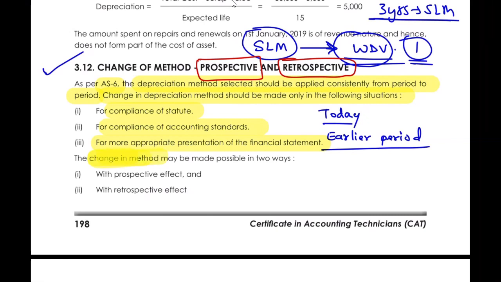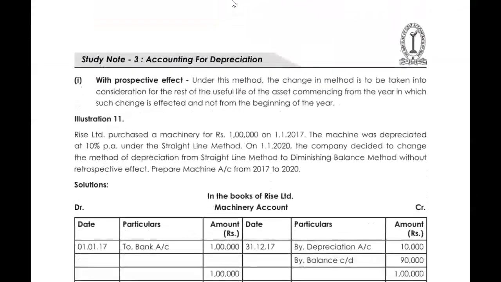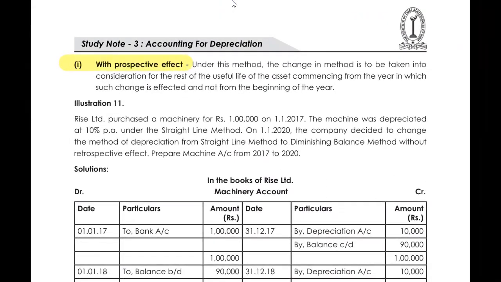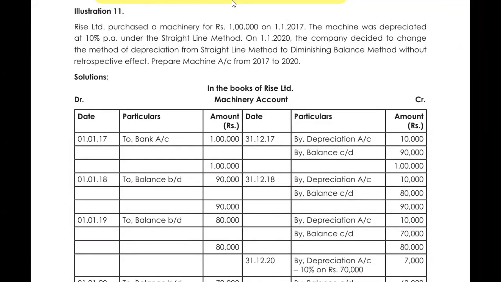A change in method can be done in only two ways, that is, the prospective effect and the retrospective effect. If I talk about the prospective effect, the change in method is to be taken into consideration for the rest of the useful life, not from the start, commencing from the year in which such change is effected, not from the beginning of the year. So you can see there is one example.